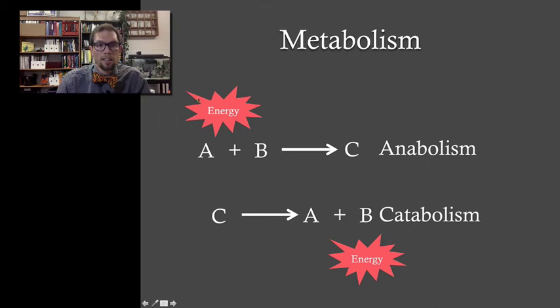So here, this is going to require the input of energy, so energy comes in, you have A plus B then being used to produce C. So you're building up a molecule from smaller molecules. Catabolism, on the other hand, is the breakdown of things. So here you have C on the reactant side, and you're breaking this down into A plus B, and it's also producing energy as a byproduct.